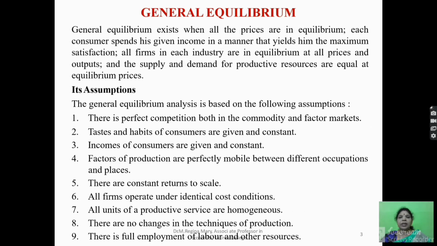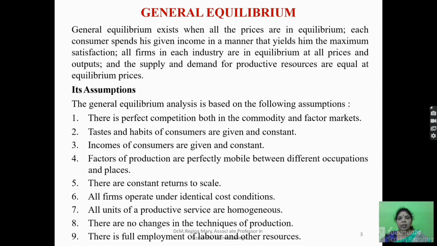Next, general equilibrium. General equilibrium exists when both the commodity market and the factor market are in equilibrium. Assumptions of general equilibrium analysis: There is perfect competition both in the commodity market and the factor market. Taste and preference of the consumers remain constant. Income of the consumers remains constant.